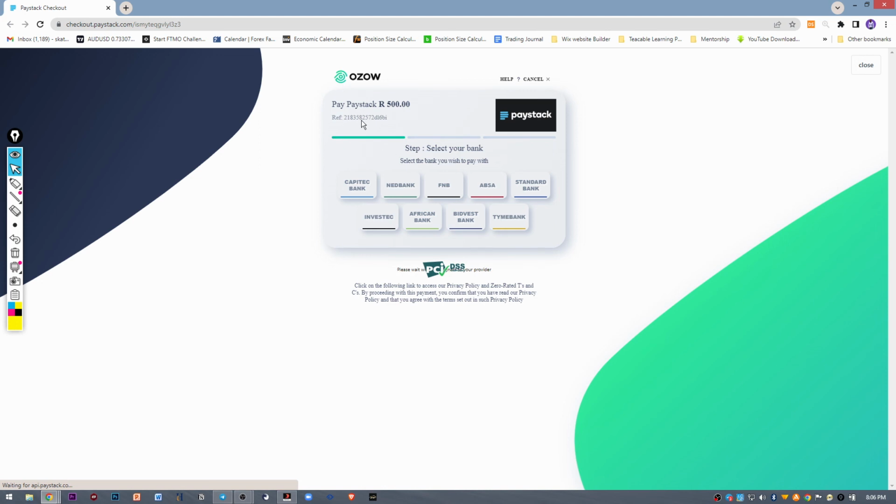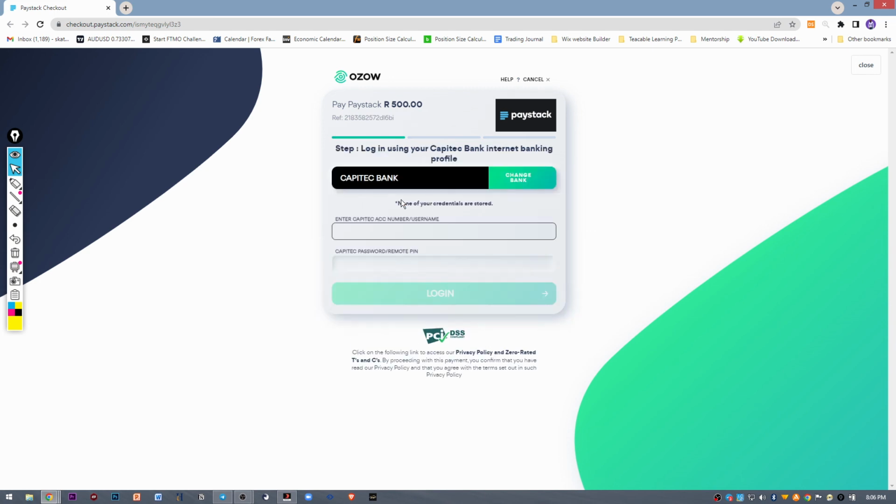So now you can see Paystack. Always make sure it shows 500 rand, because that is how much you're going to pay to join the signals. Now you can select your bank, Capitec, Netbank, any bank that you're using. You can pick and choose. So let's say you're using Capitec. You enter your Capitec ID number, that is basically your account number, and then you just put in your remote password. And on Capitec or all the other banks, once you're using the mobile app on your phone, just make sure that you turn on your online banking before you can proceed with this method.